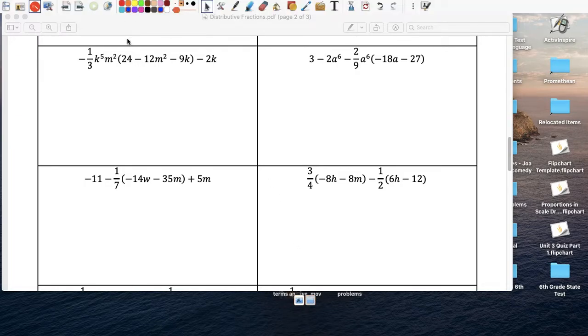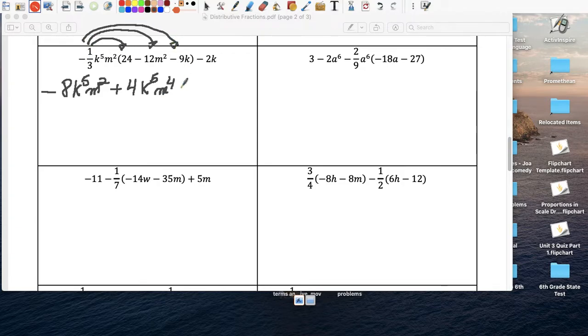Okay, so a little bit more complicated here. So it's a positive times a negative, right? Sorry, negative times a positive. So first I'll take care of the signs. 1/3 of 24 is just 8, right? 1 times 24 is 24, divided by 3 is just 8. And then don't forget k5, m squared. The second part is 1/3 times negative 12m squared, and negative times a negative is a positive. 1/3 of 12 is 4, k5, and then we have an m squared times an m squared, that gives me m to the 4th power.